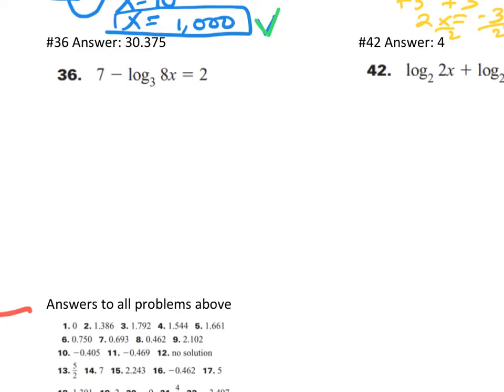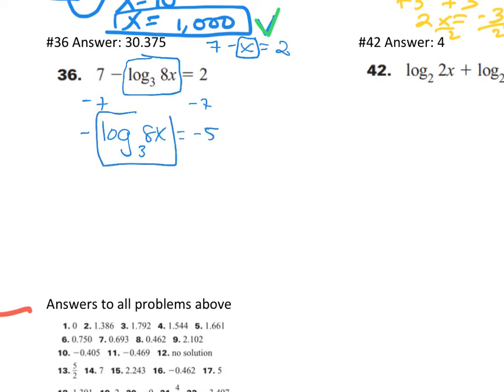Okay, for 36, we're trying to isolate log base 3 of 8x. So first step, pretend this was 7 minus x equals 2, right? If you're trying to isolate x, same concept, isolate the box. So we're going to subtract 7 from both sides. So we have negative log base 3 of 8x is equal to negative 5. Now in front, I technically have a negative 1, so if I divide both sides by negative 1, we'd have log base 3 of 8x is equal to 5.